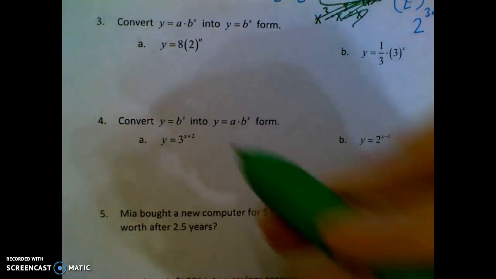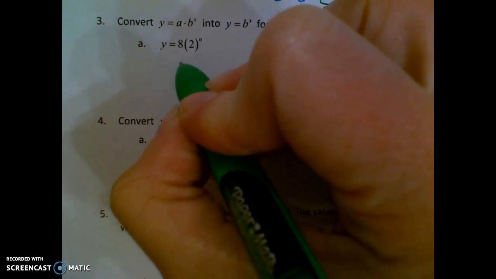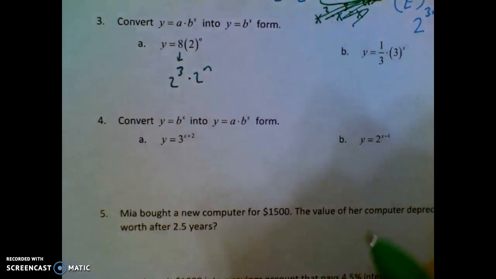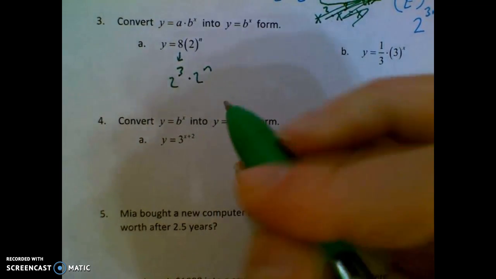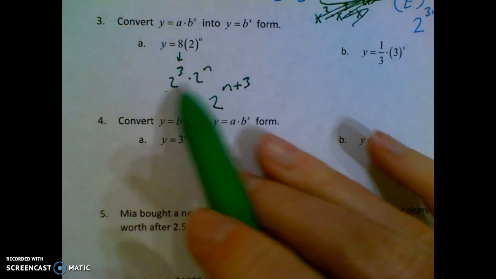So to do that, I've got to change this 8 to have the same base. So how do I make 8 turn into 2? Well, that is 2 cubed times 2 to the n. And we just undid that. We know that we add exponents. So this is going to be 2 to the n plus 3. So same base, and then you just add the exponents you have.